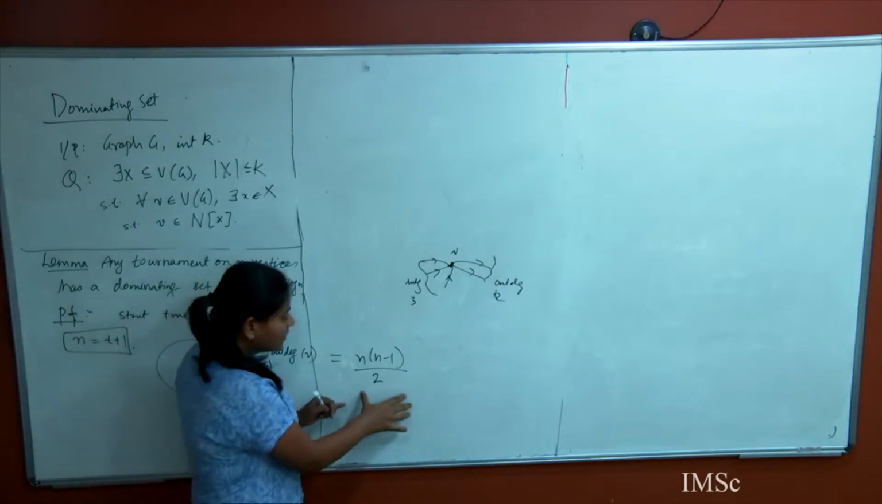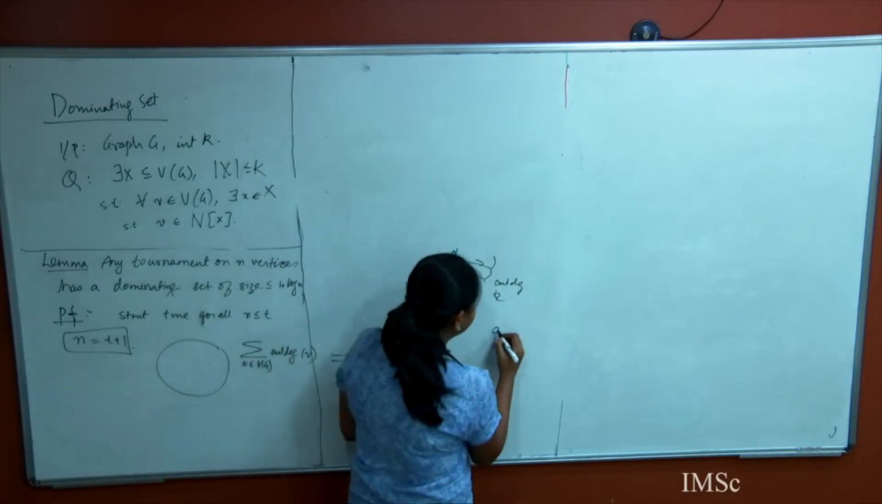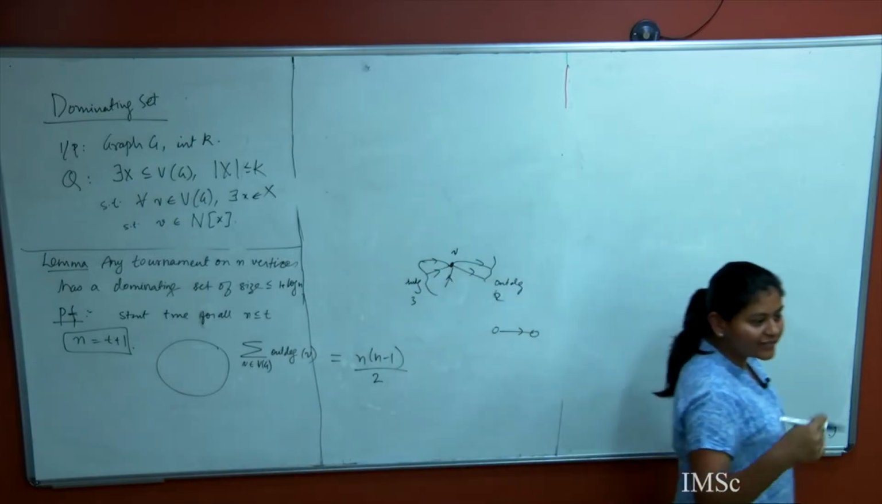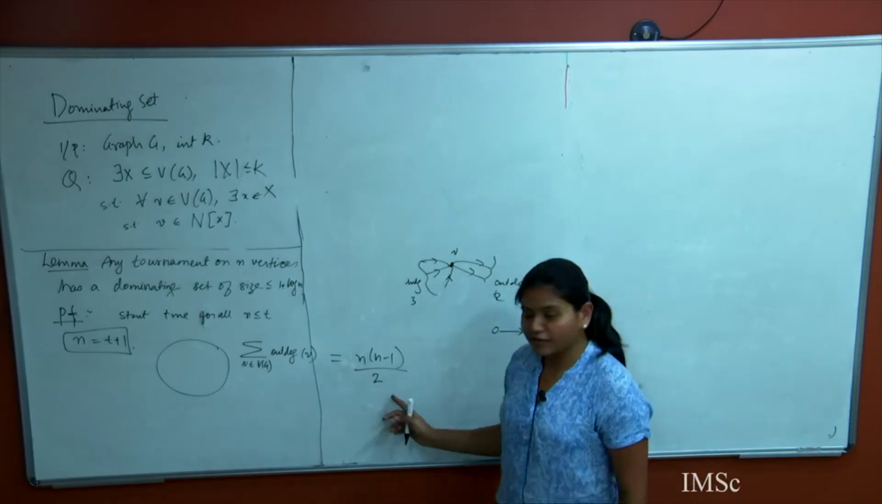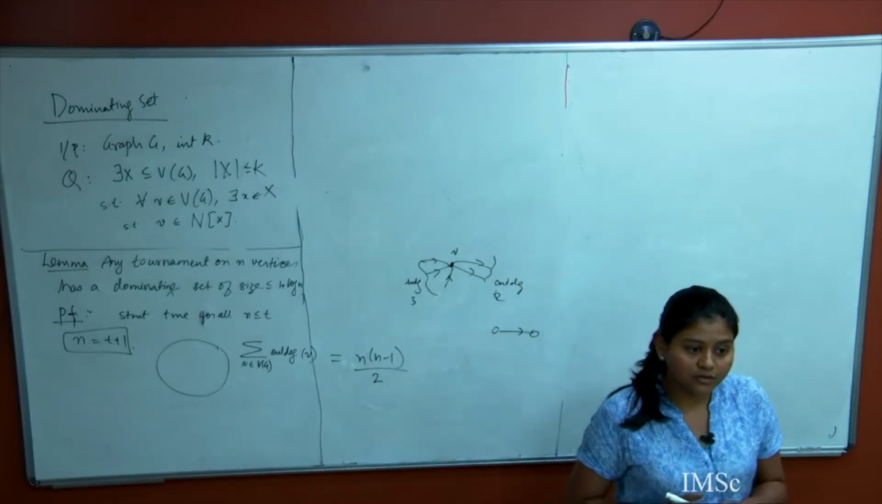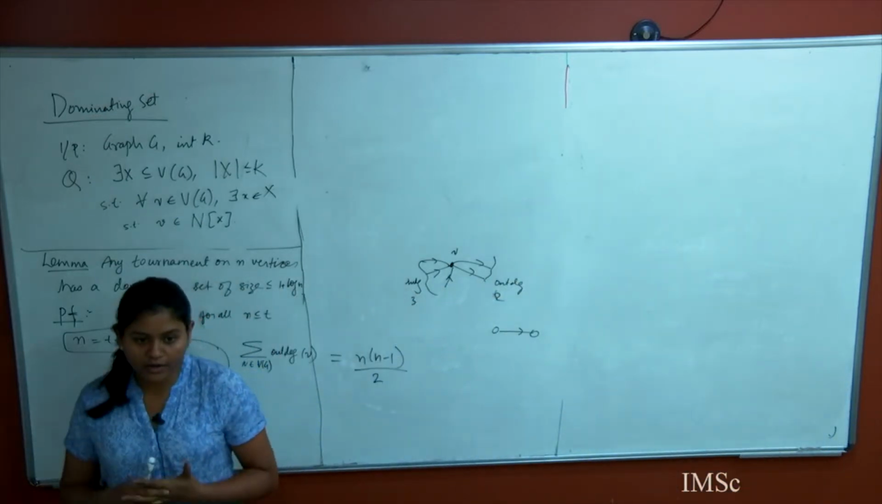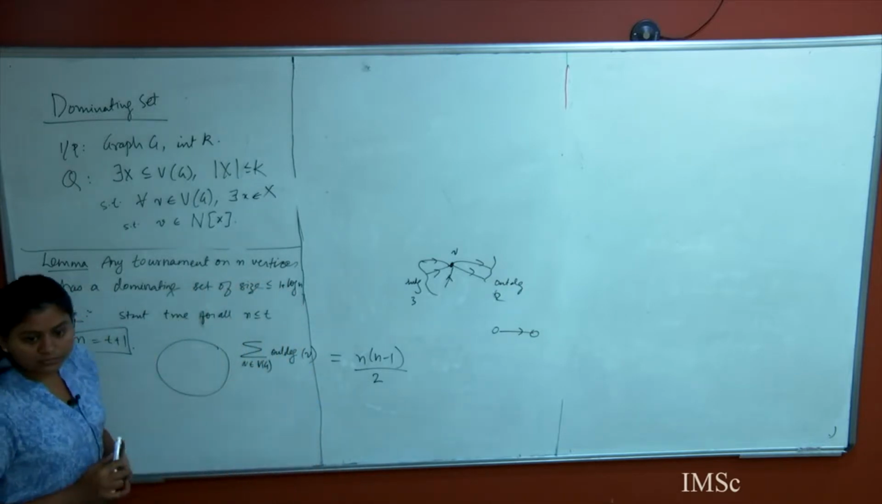So we have these many arcs. Look at any arc, it contributes exactly 1, so it is not 4. So every arc contributes to 1 out degree, right? So this is why the sum of out degrees is exactly the number of arcs. Every arc contributes 1 to the out degree of some vertex.